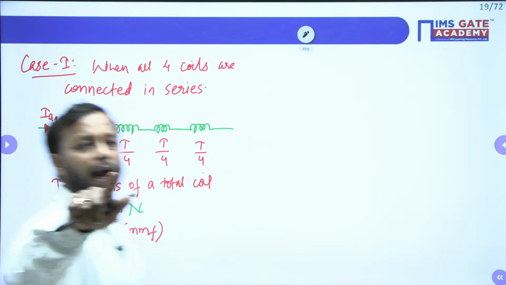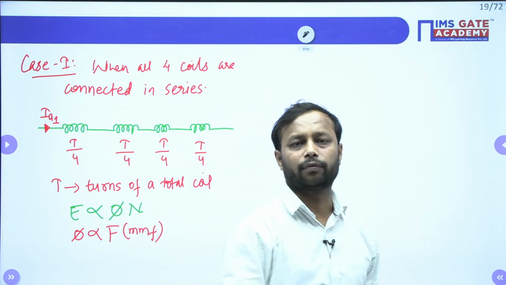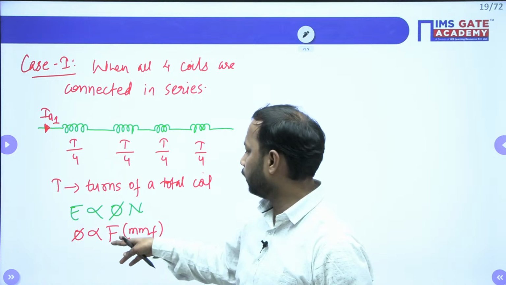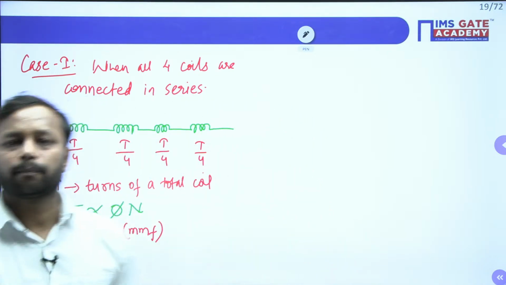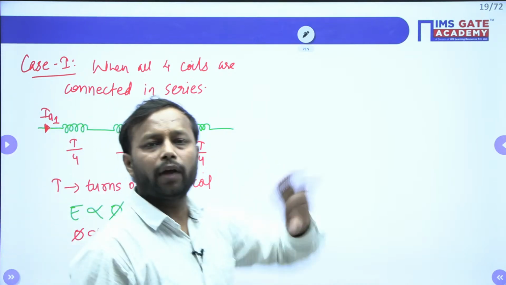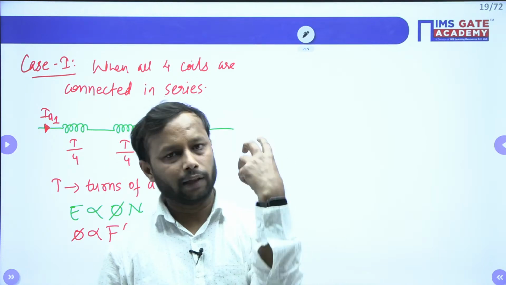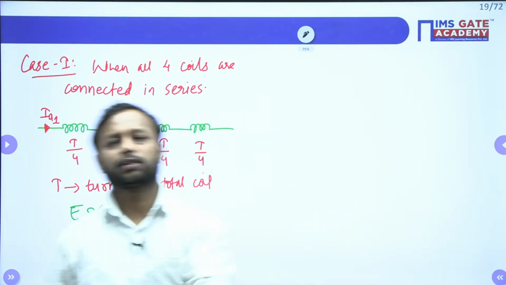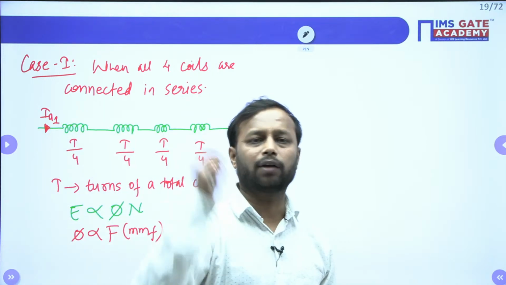Earlier we used to write the current IF. But here I am not writing IF. Here I am writing MMF. Why? Because earlier we had a shunt motor. In the shunt motor, the field resistance is the same. So because of that reason, your flux was constant.